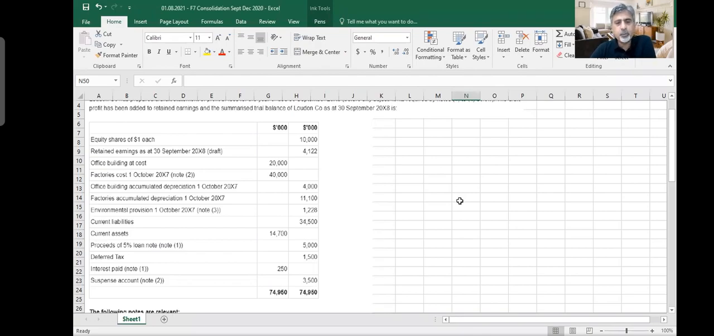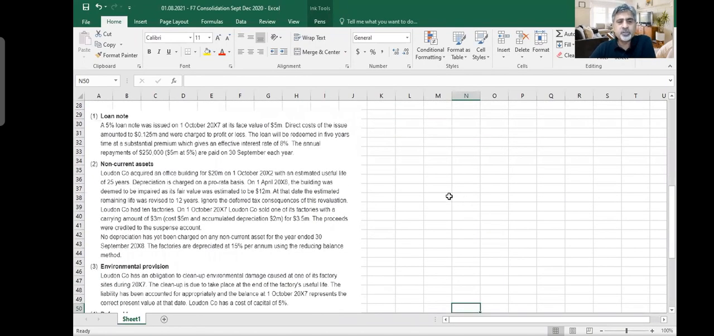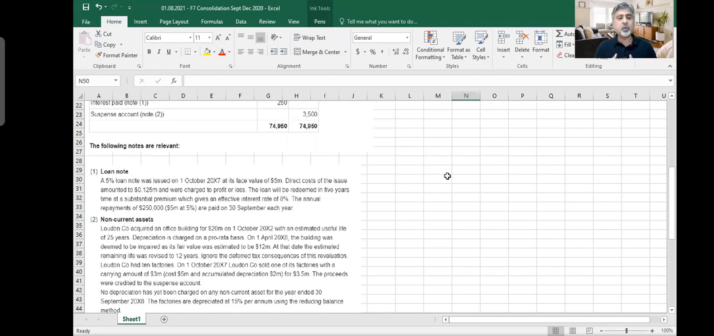Now, what we need to do is read the notes carefully and then do our working. So the first working is the loan note, which we issued for this 5 million at 5%. So the first note is about this one. It says that a 5% loan note was issued on 1st October 2007. It is very important to pay attention to the date, because for the loan note, you need to calculate the interest cost, and interest cost is always for the period. So we need to see how much period is there.